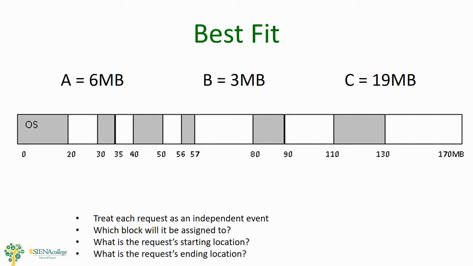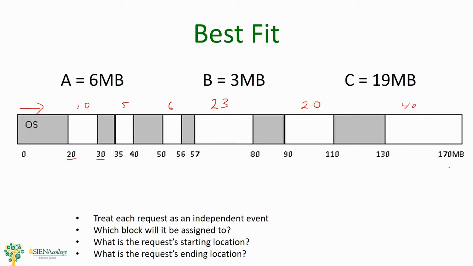Best fit. Best fit is going to look for the smallest partition that is just enough to fit the job request, starting again from left to right. Just for our own sakes, 20 to 30, we've got 10. 35 to 40, we've got 5. 50 to 56, we've got 6 available. 57 to 80, we've got 23 available. 90 to 110, we've got 20 available. And 130 to 170, we've got 40 available.